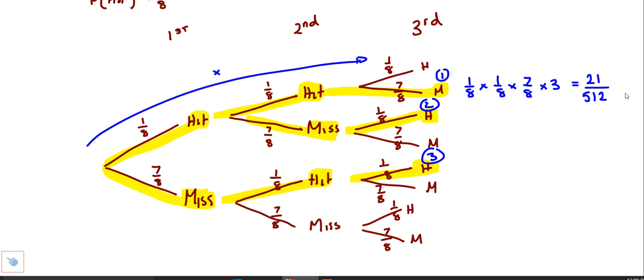No, hitting them twice. Does that make sense? You can see the tree diagram is useful because it helps you figure out how many different combinations of 2 hits there are. You could have just listed them: hit, hit, miss; hit, miss, hit; miss, hit, hit. You could have done that and then done the multiplication. The tree diagram helped, I think, to visualise.